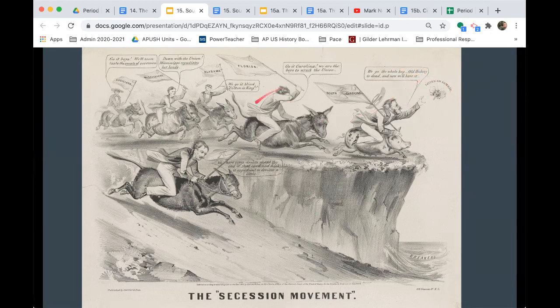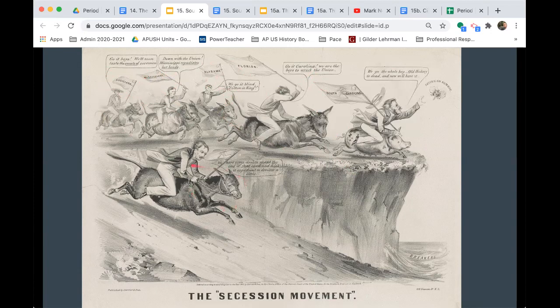Right, behind him, Florida says, go it, Carolina, we are the boys to wreck the Union. Alabama, behind them, says, we go it blind. We don't know what's happening. We're going to go into this blind, but cotton is king. We'll do anything for cotton. Mississippi, behind them, says, down with the Union. Mississippi repudiates her bonds. Louisiana in the back says, go it, boys, we'll soon taste the sweets of secession.